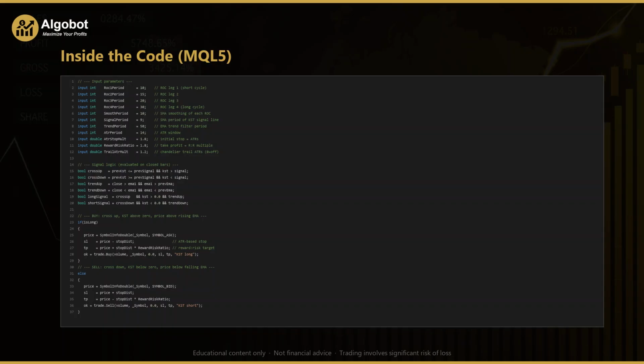A long signal needs a cross-up, a KST above 0, and a rising trend, while a short signal needs a cross-down, a KST below 0, and a falling trend. Finally, look at the order placement. For a buy, the code takes the ask price, sets the stop-loss one stop distance below it, and sets the take-profit at the reward-to-risk multiple above it, then calls trade.buy. For a sell, it takes the bid price, places the stop above and the target below, and calls trade.sell. Both sides use exactly the same volatility-based distances, just mirrored. That symmetry is what keeps the strategy balanced between longs and shorts.